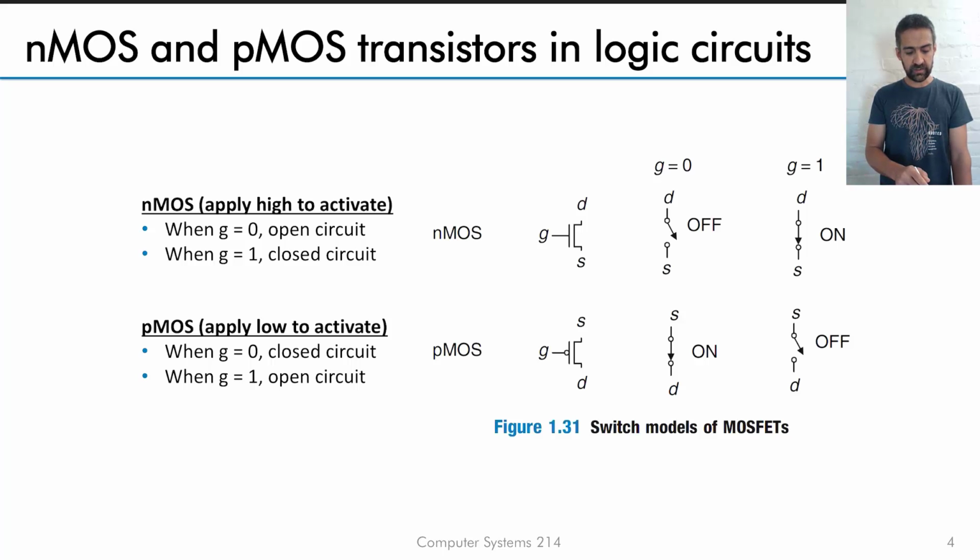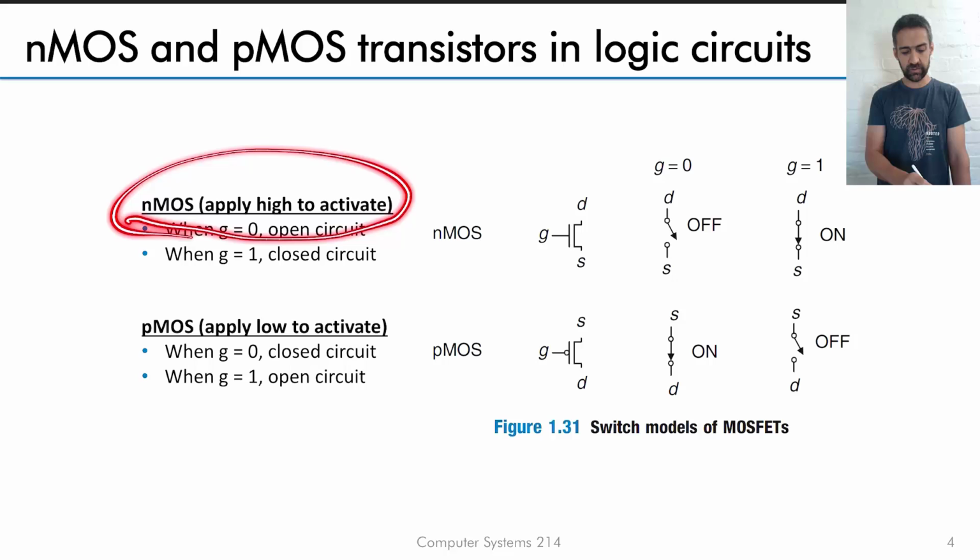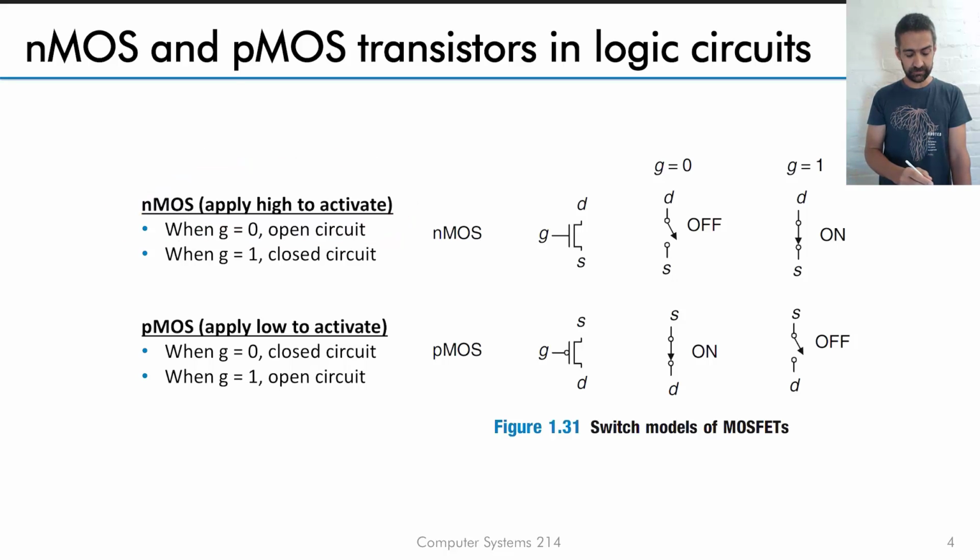So nMOS, as I said, requires a high voltage to activate. pMOS just requires a low voltage to activate. And just to go into a bit more detail, for the nMOS, if you apply a voltage here, then this turns into a conductive path. And that's what we're showing here. If gate is 1, then this is as if it's a short circuit. If gate is 0, it is as if the circuit is broken and no current can flow. So when this voltage is low, no current flows. When this voltage is high, current flows. That is the nMOS, and that is similar to an NPN transistor.